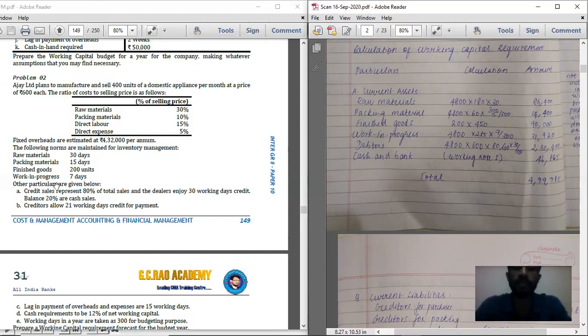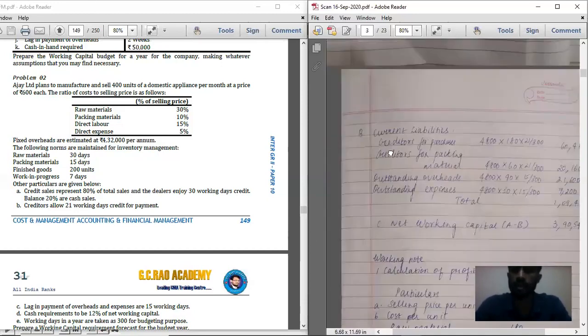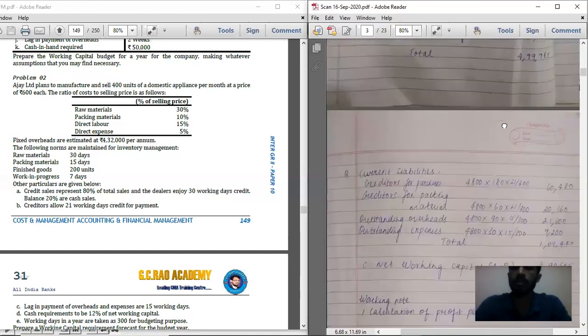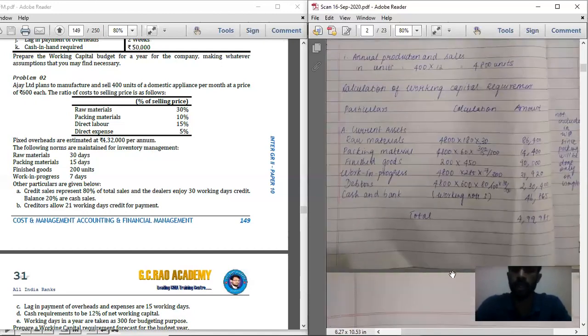And next is work in progress. How many days have they given? 7 days of quantity should be maintained for work in progress. What is the amount we calculated for work in progress? For work in progress, the amount is 285 rupees. So the calculation of work in progress per unit is 285 rupees.